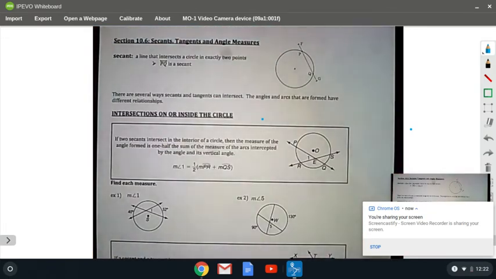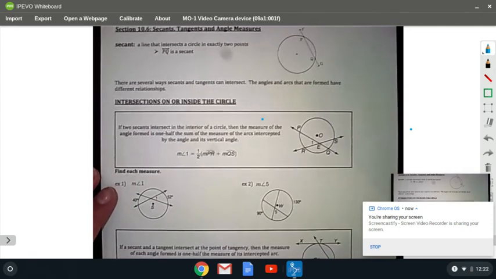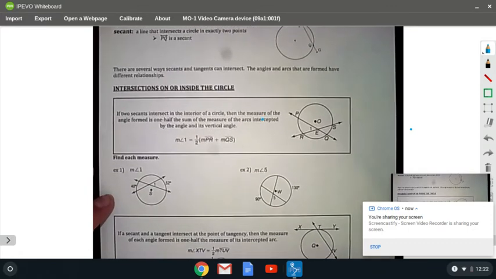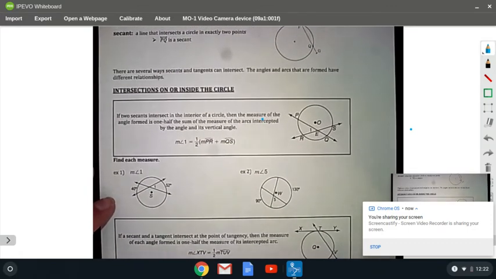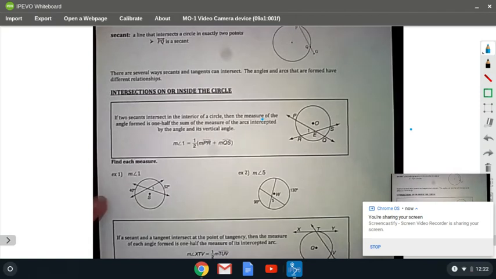There are several ways secants and tangents can intersect. The angles and arcs that are formed have different relationships. So there's a lot of different formulas and pictures you're going to be seeing in this section. So we're going to try our best to give you the formulas and explain the pictures for each one. So the first thing you may see is an intersection on or inside the circle. It looks like an X.